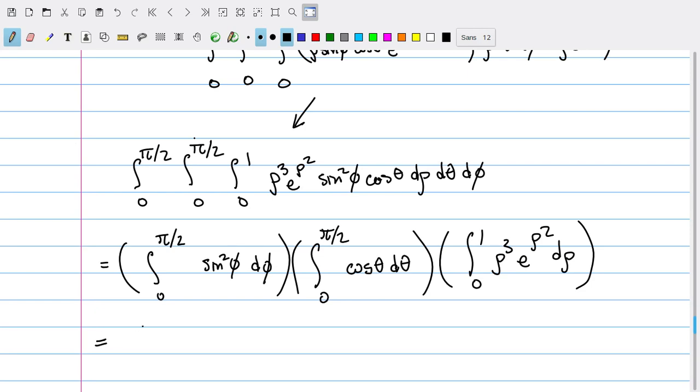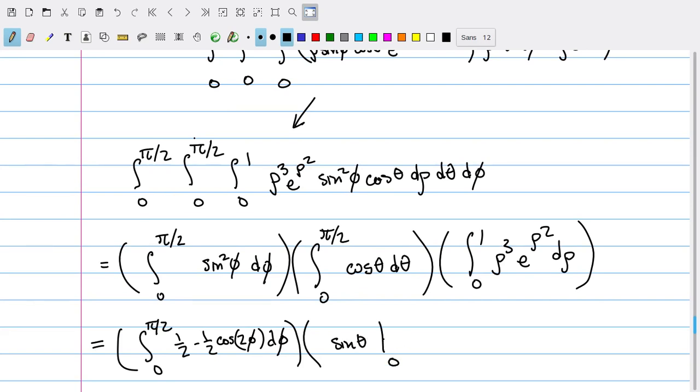Now to make the first integral happen, I'm going to convert that sine squared into the integral from 0 to pi over 2 of 1/2 minus 1/2 cosine of 2 phi d phi. That second one is very easy. It just becomes sine of theta evaluated from 0 to pi over 2.